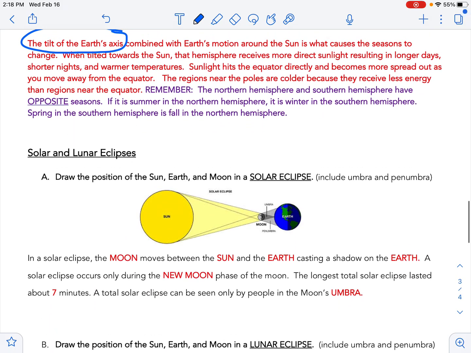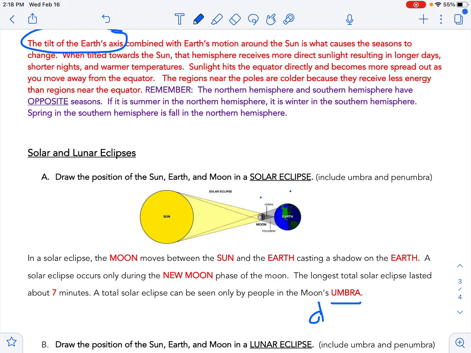All right, so we're going to talk about eclipses. So draw the position of the sun and the earth and the moon in a solar eclipse. Include the umbra and penumbra. So we have our sun and our moon and our earth, and the moon is casting a shadow on the earth. In a solar eclipse, the moon moves between the sun and the earth, casting a shadow on the earth. A solar eclipse occurs only during the new moon phase of the moon. The longest solar eclipse lasts about 7 minutes. A total solar eclipse can only be seen by people within the umbra.